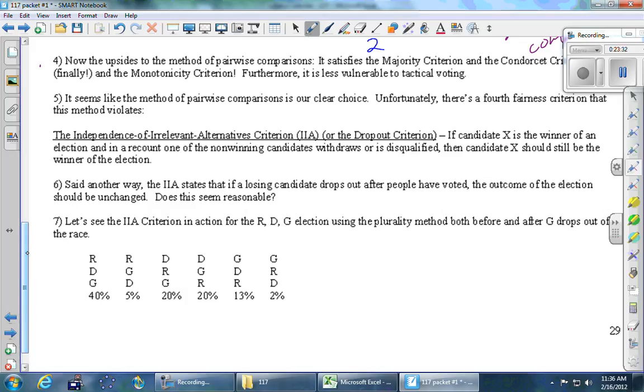Charlie. Independence of relevant alternatives criterion or dropout criteria. Maybe that X is the center of the election and then we count one of the operating candidates at the problem.